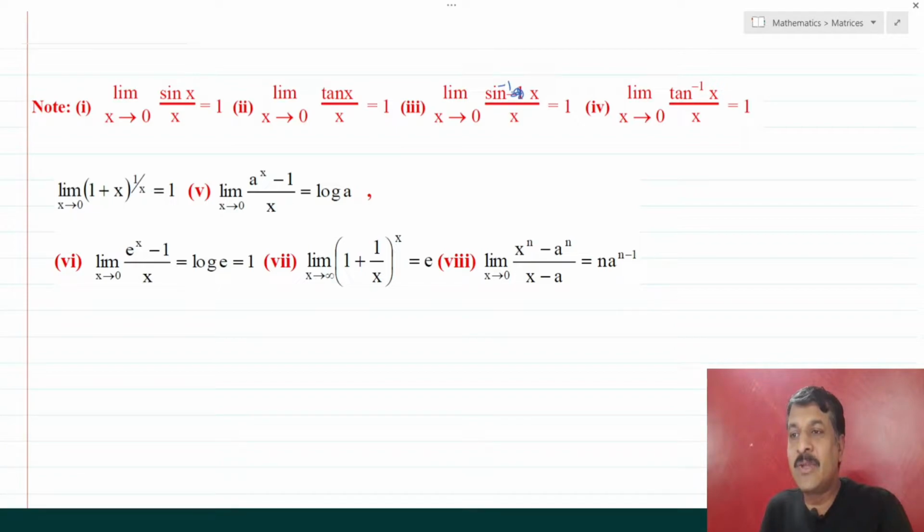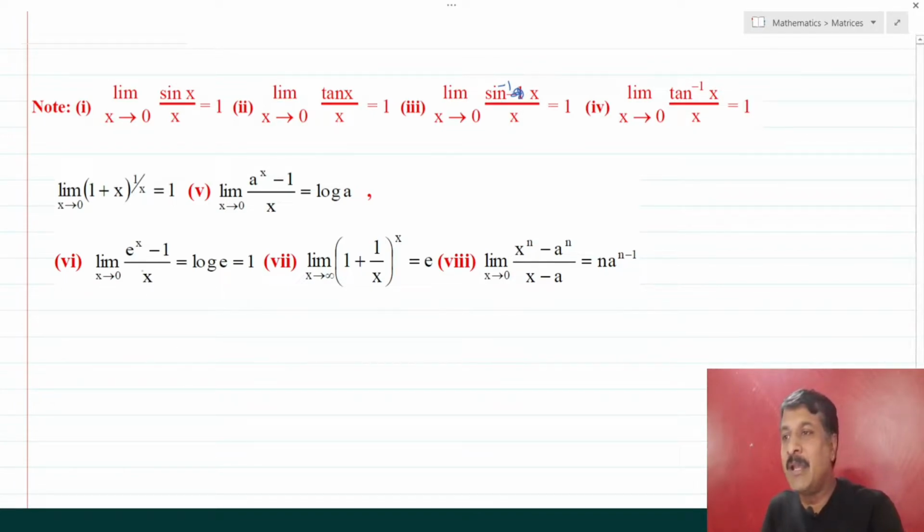Limit x tends to infinity 1 plus 1 by x whole raised to x equal to e, and limit x tends to a of x raised to n minus a raised to n upon x minus a equal to n a raised to n minus 1. So these are some standard limits which we can use directly. But if we don't know, then we can also find these values by L'Hospital's rule.